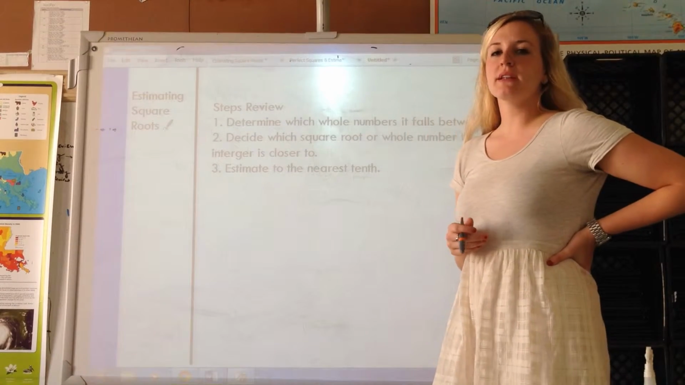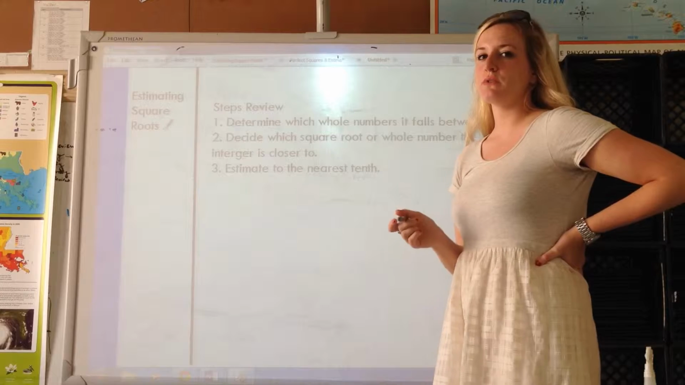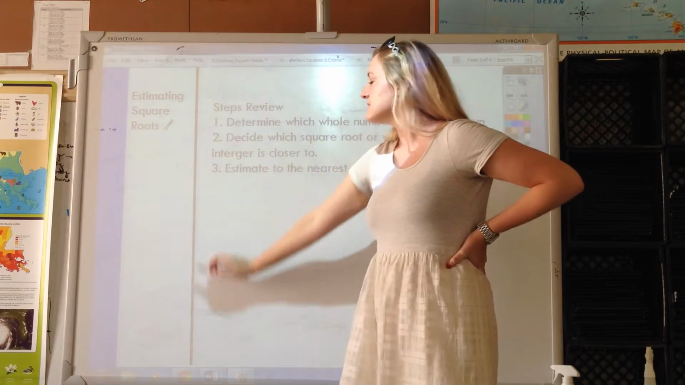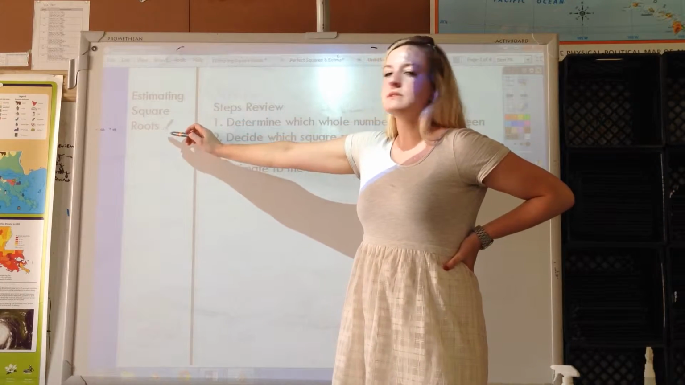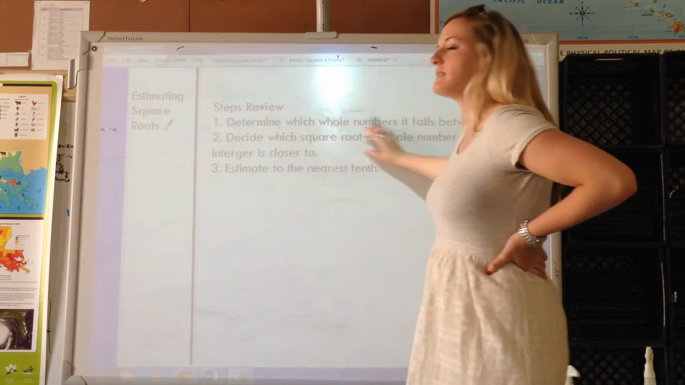Hey seniors, today we're going to continue with estimating square roots. So on your notes page, go ahead and draw a line on the left-hand side and write "estimating square roots" in the top left-hand corner. Don't worry about this yet, just be with me.